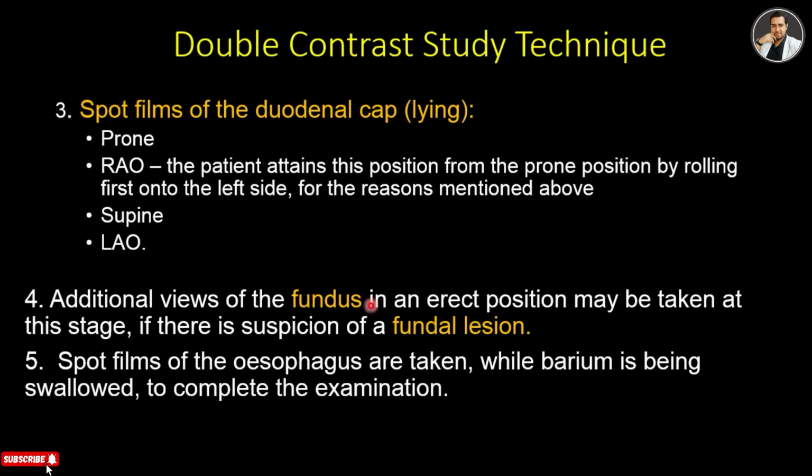So I'm coming to images, so don't worry about this theoretical presentation. When you see the images, you will feel better. Spot films of the esophagus are taken while barium is being swallowed to complete the examination. So at last you can take some spot films of the esophagus that will show the gastroesophageal junction or any reflux.